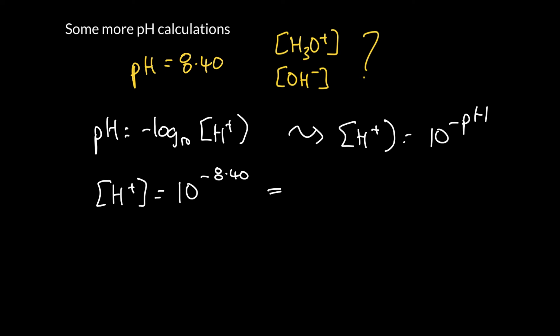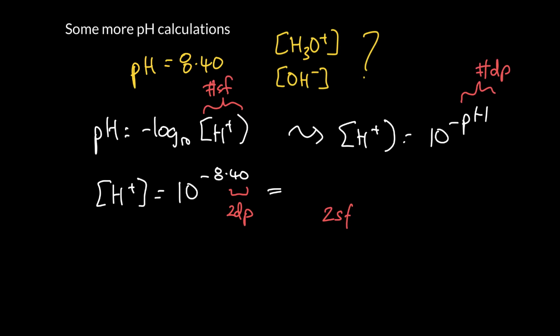So the number of decimal places in the pH becomes the number of significant figures in the concentration. So if we've got 2 decimal places here, at the end of the day, we're going to need 2 significant figures here. So it's kind of unusual. Every time in this course so far, we've almost always ended up with 3 significant figures, but here we're going to end up with 2.